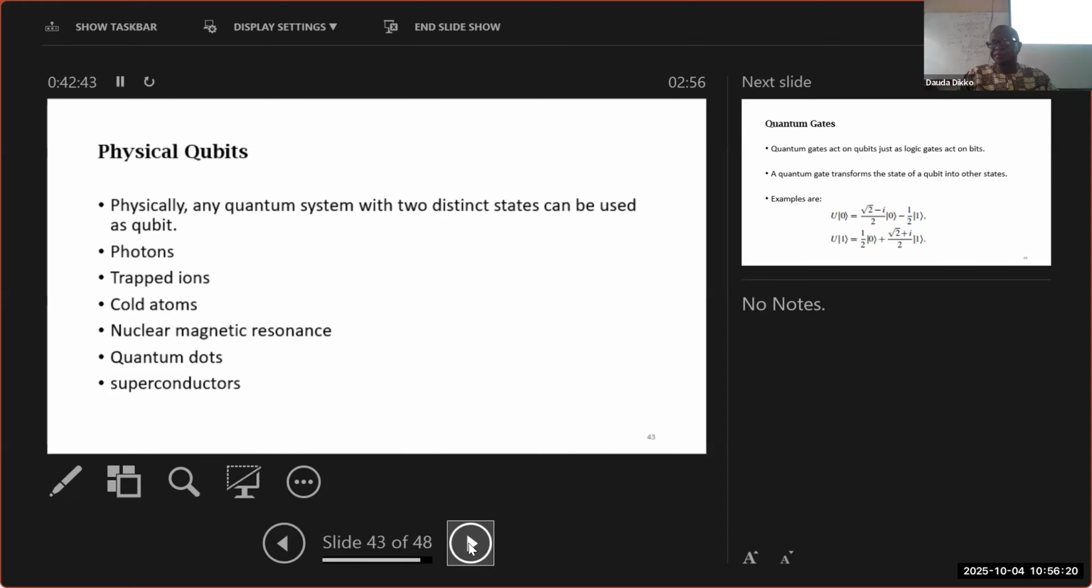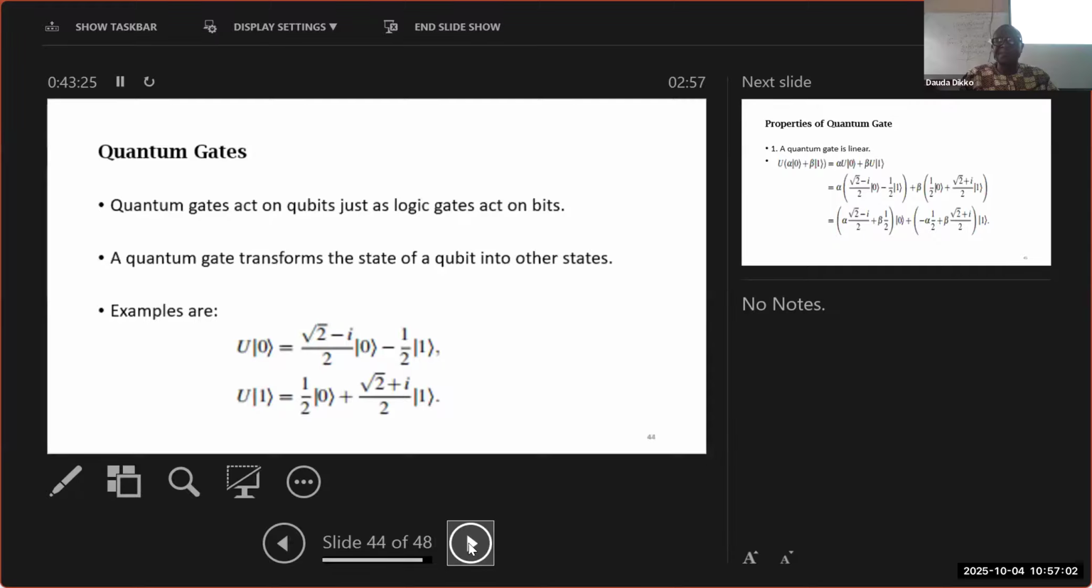Then lastly, we have superconductors. A superconductor allows conduction of electricity even at zero resistance. So if you have a superconductor, which allows currents to flow through it even at zero resistance, then it implies that the superconductor can be allowed to move through an electric field. In that way, it also forms a qubit.